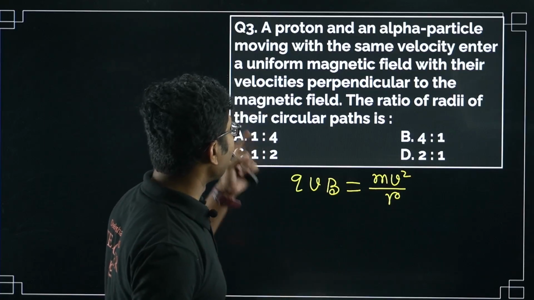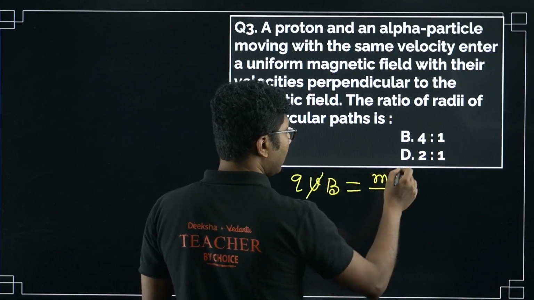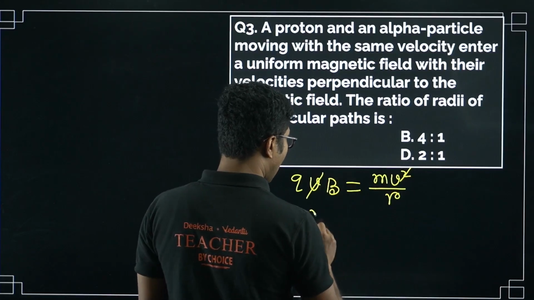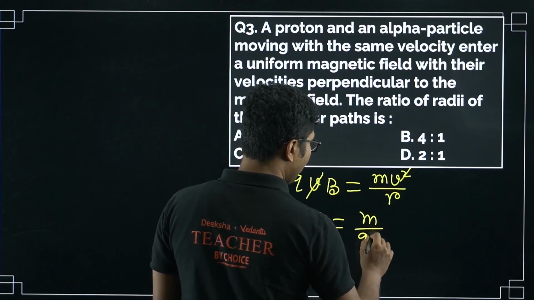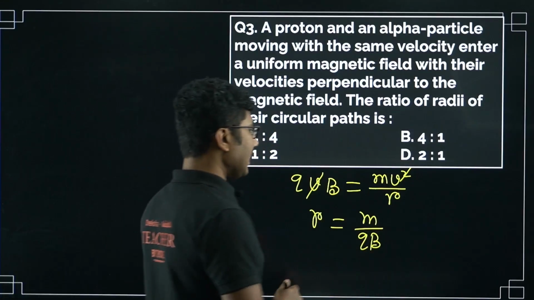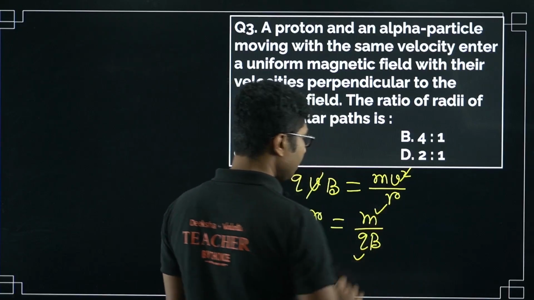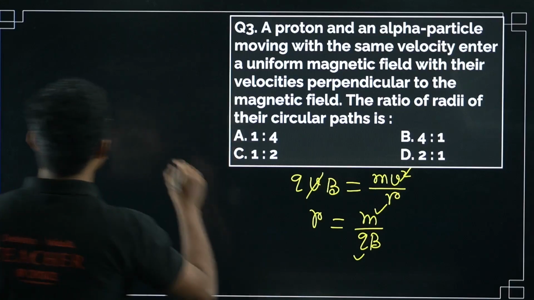Their velocities are same, so v will be constant anyway. So let's see what is the relationship. So r equals mv by qB. So it depends on mass, it depends on charge as well.